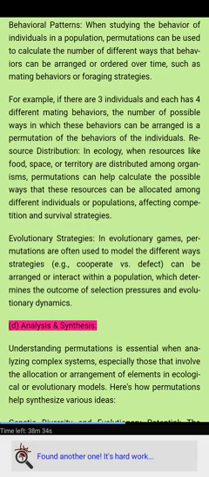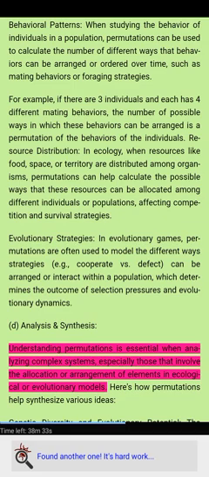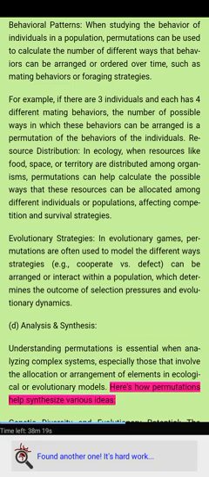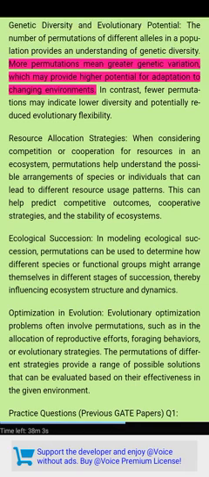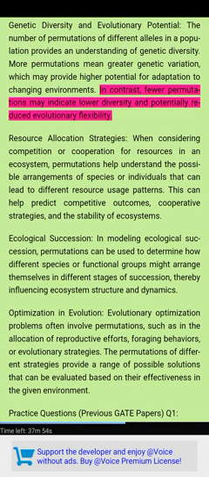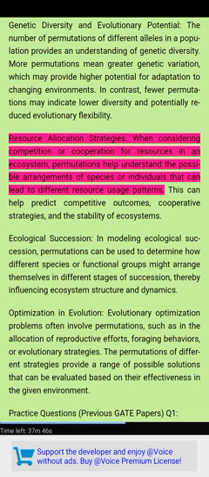D. Analysis and synthesis. Understanding permutations is essential when analyzing complex systems, especially those that involve the allocation or arrangement of elements in ecological or evolutionary models. Here's how permutations help synthesize various ideas. Genetic diversity and evolutionary potential. The number of permutations of different alleles in a population provides an understanding of genetic diversity. More permutations mean greater genetic variation, which may provide higher potential for adaptation to changing environments. In contrast, fewer permutations may indicate lower diversity and potentially reduced evolutionary flexibility.